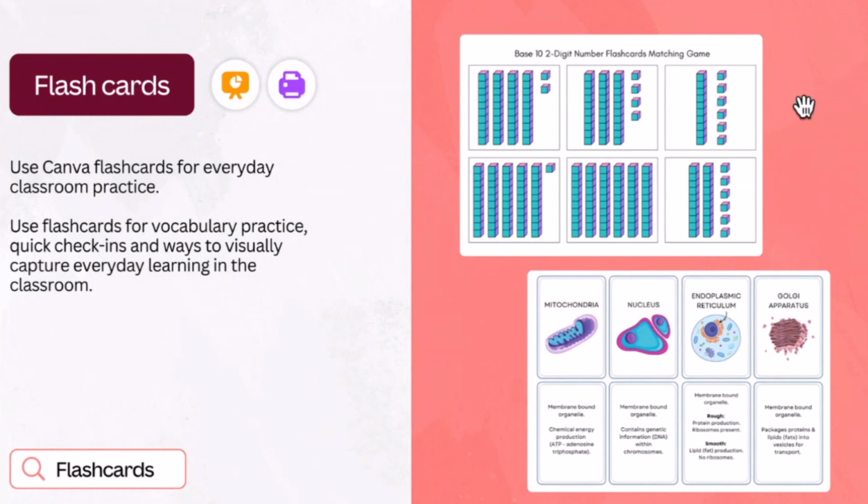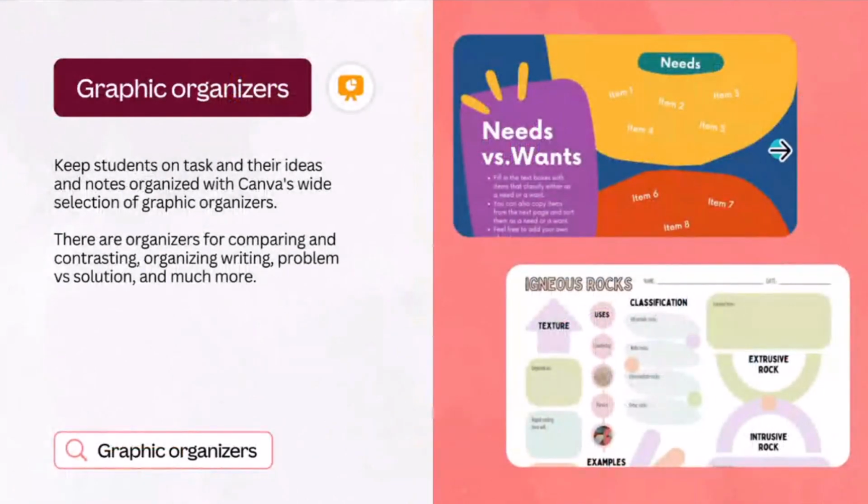All right, and then moving on to graphic organizers. Graphic organizers are great for comparing and contrasting. Maybe you want to bring in a Venn diagram and you want students to compare and contrast two different things. Maybe you want them to organize their writing, or maybe you want to find one that's a problem versus solution. There are infinite ways that you can bring these graphic organizers into Canva.